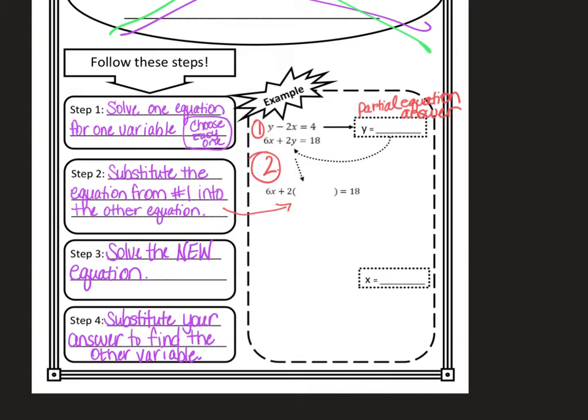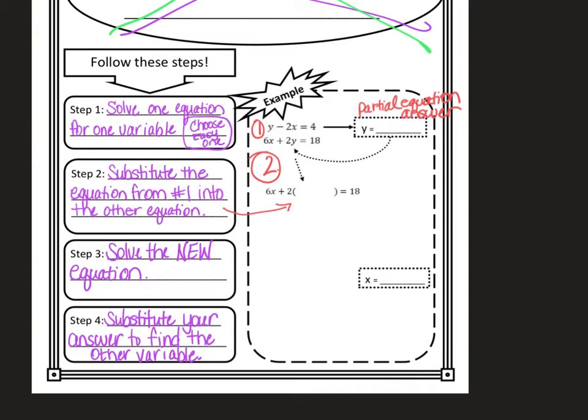Now, remember that I told you that when you solve for that variable, you're really going to have a partial equation answer. That's what I like to call it. And I recommend that you choose an easy one. For example, here are your two equations. Y minus 2x equals 4, and 6x plus 2y equals 18. I would actually choose the first equation because y is alone. It has no coefficient, so it would be easier to solve for y by using this equation, okay?